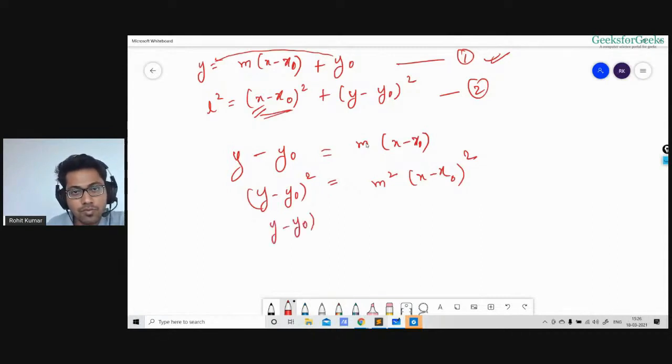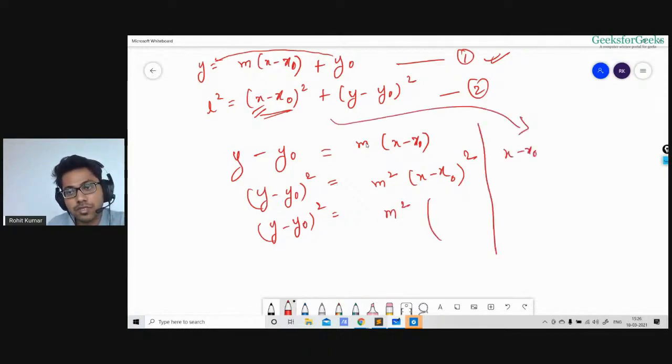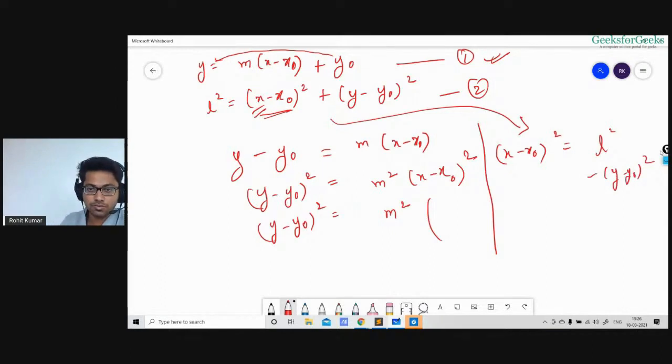What I'll do is write (y minus y naught) whole square is equal to m square times (x minus x naught) whole square. If I take it from equation 2, this becomes (x minus x naught) whole square equals L square minus (y minus y naught) whole square. Okay, so if I do this over here, this is L square minus (y minus y naught) whole square.